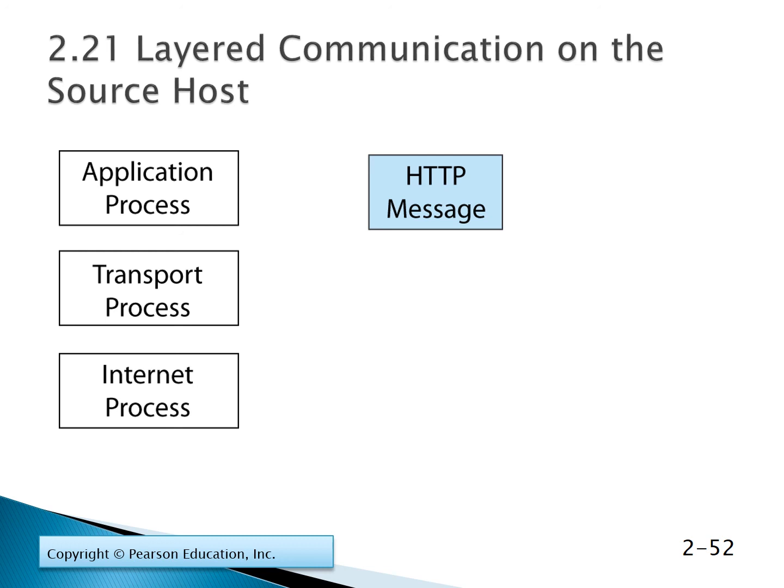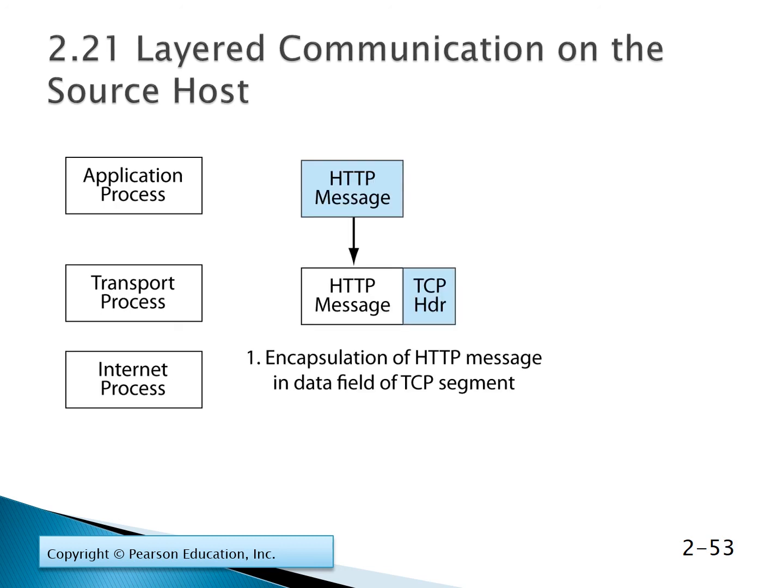If I want to send this message to the web server, I first need to break it down. If it's too large, I break it down into multiple segments. Then I pass it to the next level, the transport layer. The transport layer will take the HTTP message and encapsulate it using the TCP header. If I have the port information or some other TCP header information, I'll need to add it here. Then I'll pass it to the internet layer.